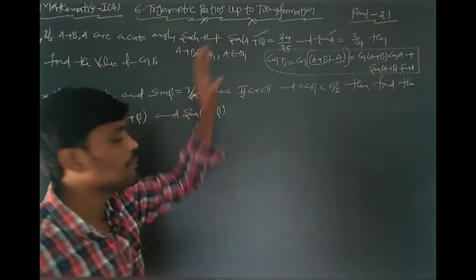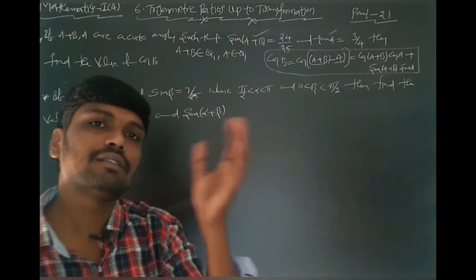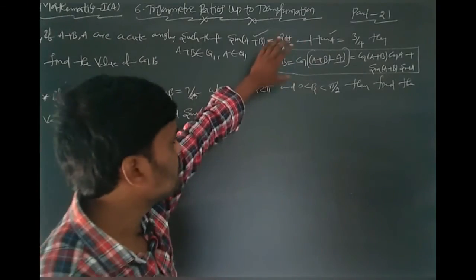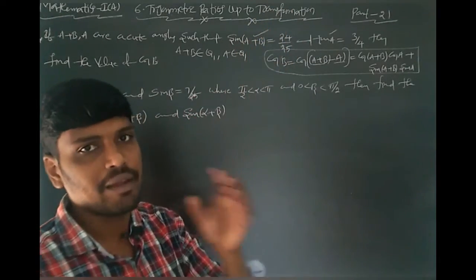In this problem, A plus B, A both have the first quadrant. That's why any trigonometric function is always positive. Here some hint is given. You can do the remaining problem.